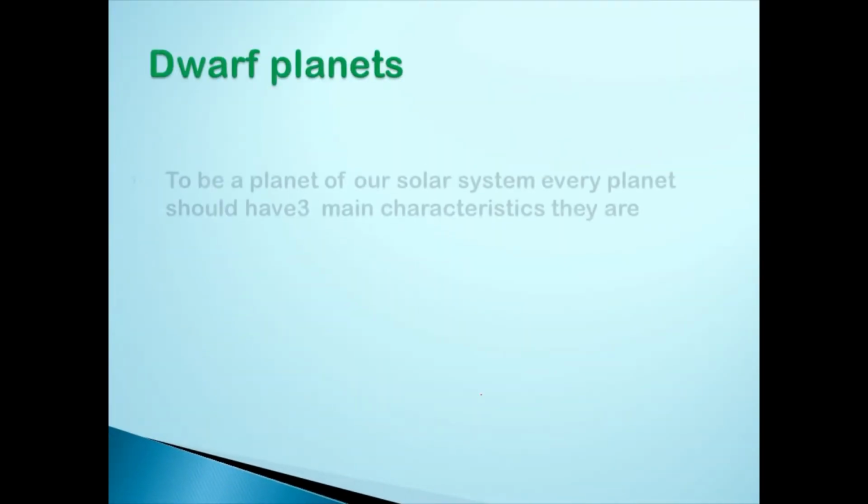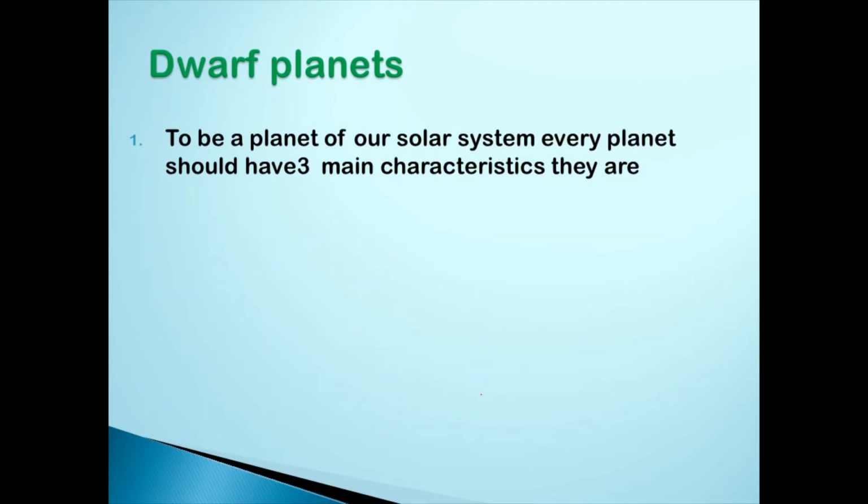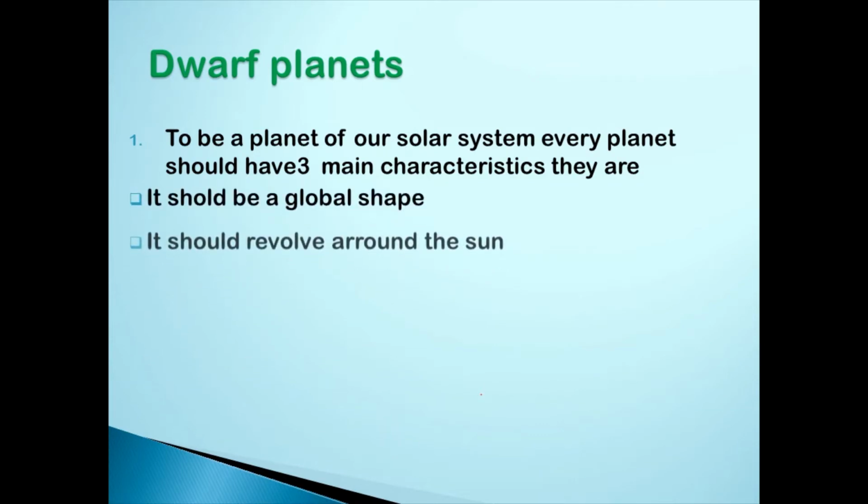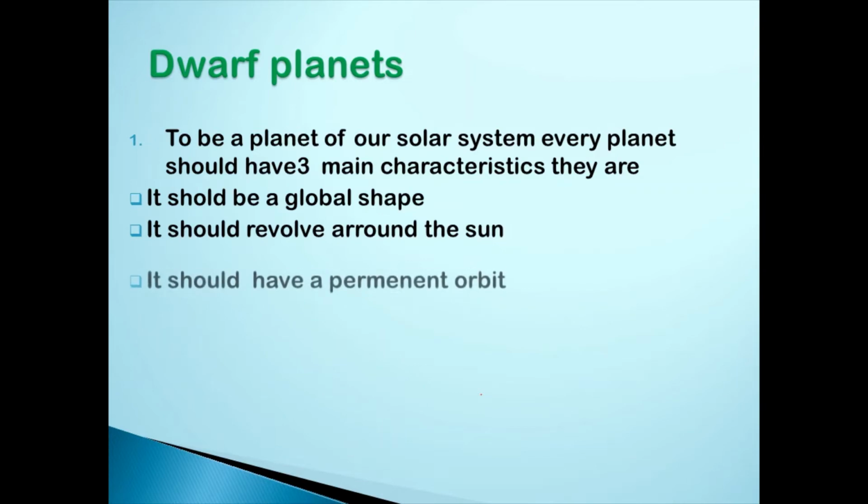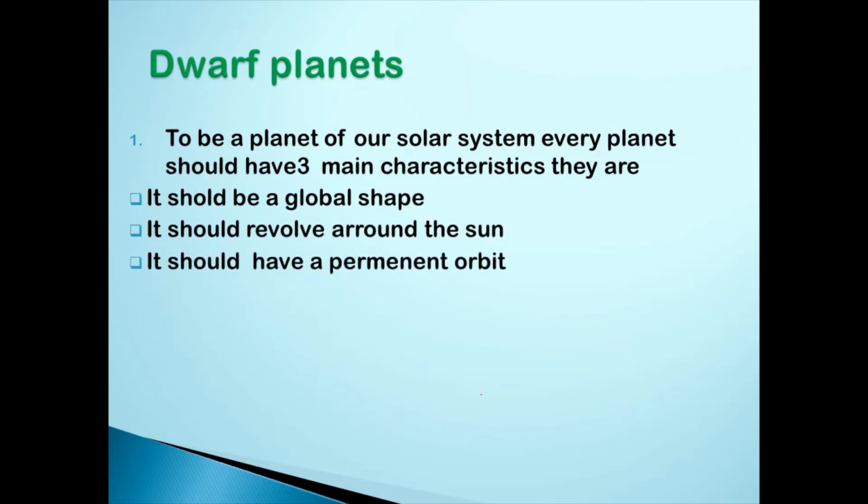Dwarf planets. To be a planet of our solar system, every planet should have 3 main characteristics. They are: it should have a global shape, it should revolve around the Sun, and it should have a permanent orbit. The bodies that do not have these 3 main characteristics are called dwarf planets, like Ceres, Eris, Pluto, Haumea, Makemake.